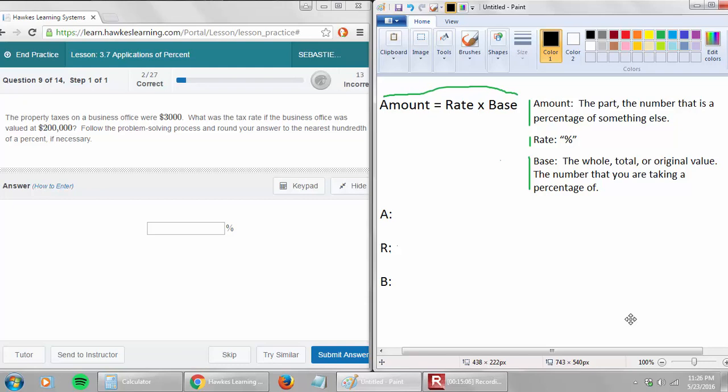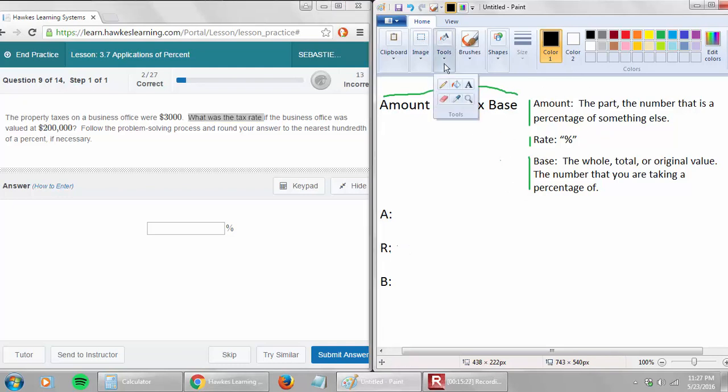Couple things clue you into the fact that this is going to be a bit different from your previous examples. First of all, there's no percent in here, is there? No. In fact, they're asking me what was the tax rate. That rate there is a key word. I know rate is one of these three values, and they're telling me that's what we're looking for.